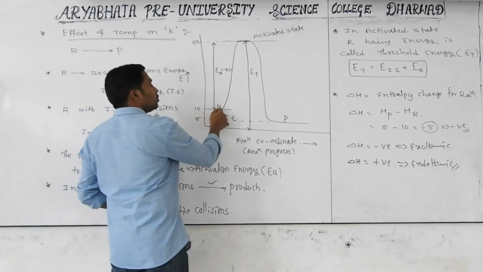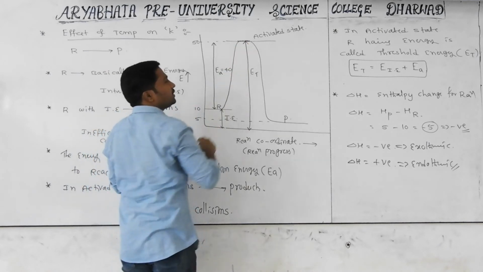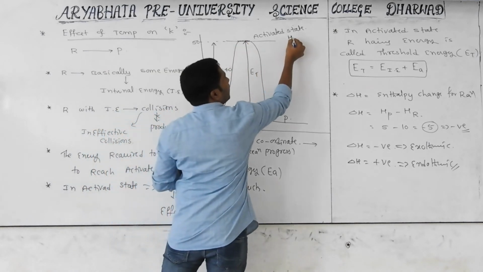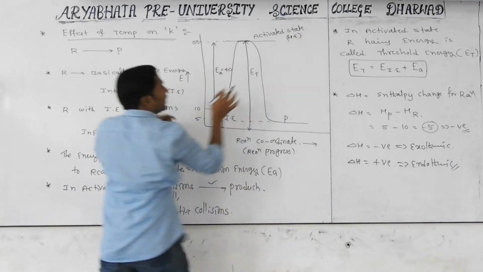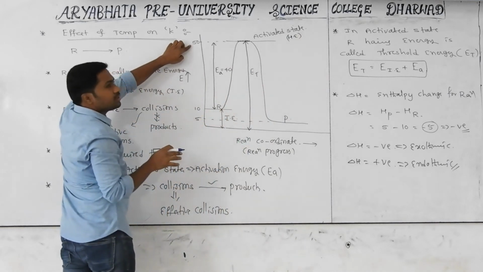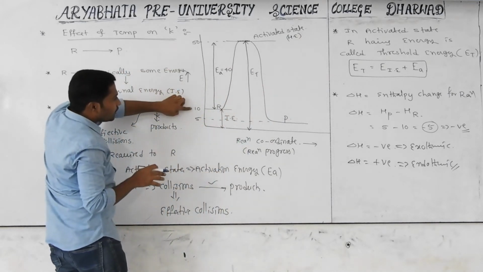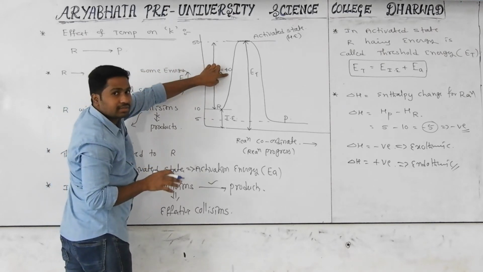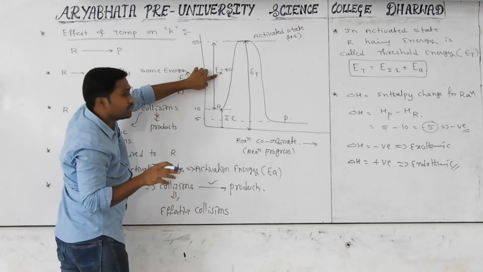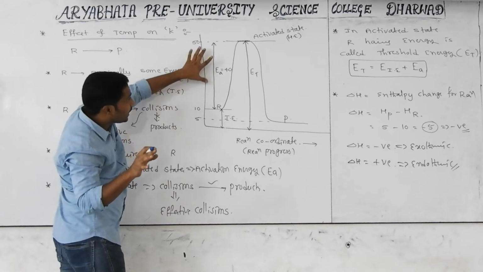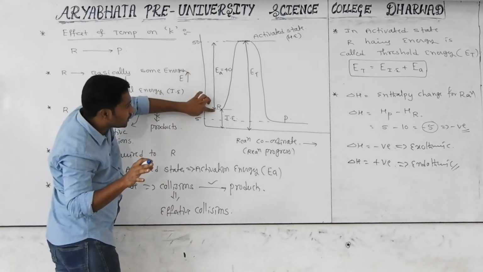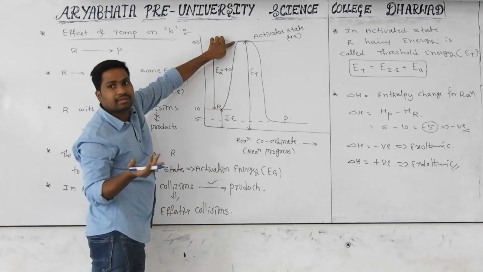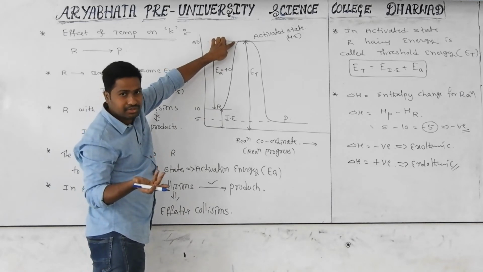Then they have to go to a higher energy state. Higher energy state only we are calling the activated state. Okay, here activated state energy is how much? 50. But from 10 to 50, to reach, how much energy is required? 40 is required. That's only we are calling activation energy. Very carefully have to see. The energy which is required for a reactant to reach the activated state is called activation energy.